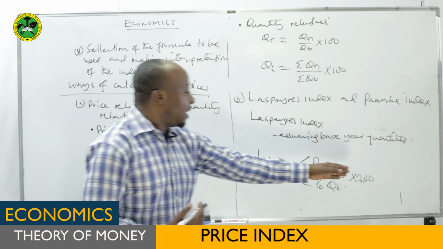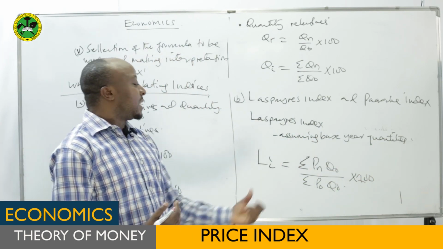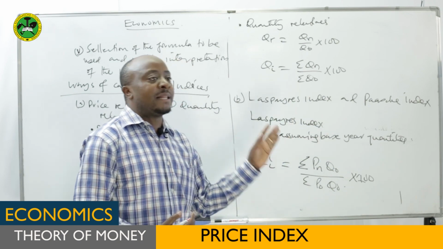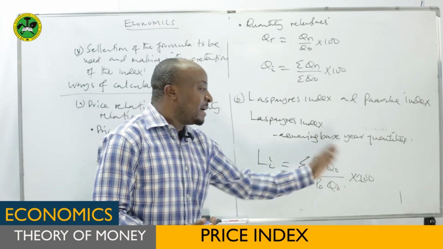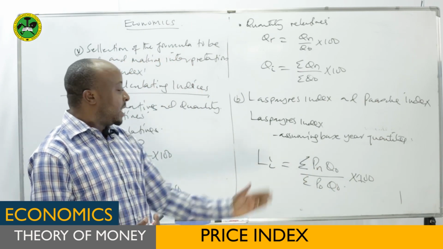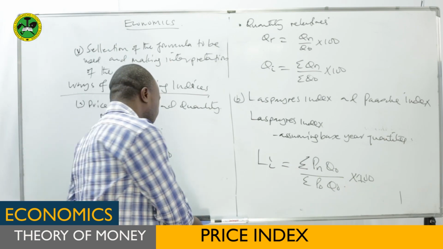This is one of the useful methods in calculating a price index, because most of the time it is overestimating the result. It is not underestimating, it is overestimating. So it is like the best way of calculating a price index. So this is the Laspeyres index. We'll see it later in the example, then we'll see how to interpret.